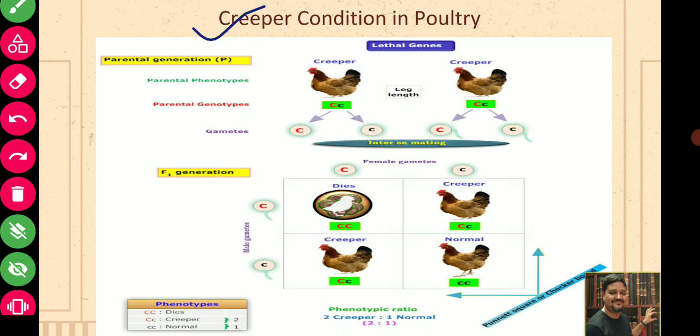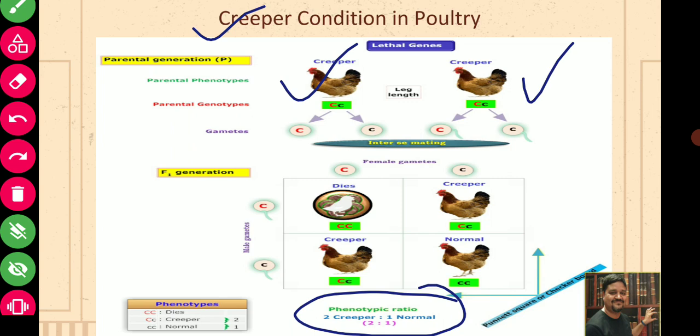So what is the inheritance pattern of that creeper condition? It was found that when creeper poultry was crossed with creeper poultry, the progeny produced was in the ratio of 2:1, that is 2 creeper and 1 normal.